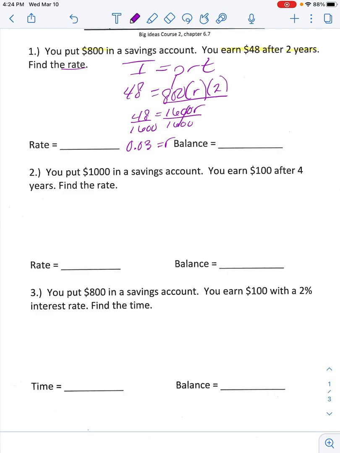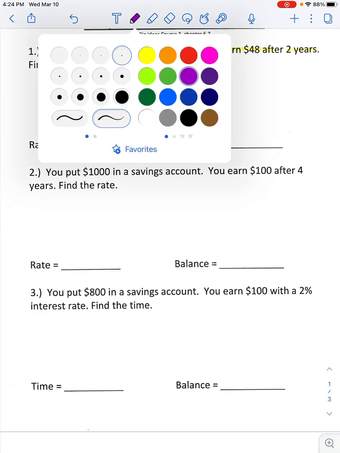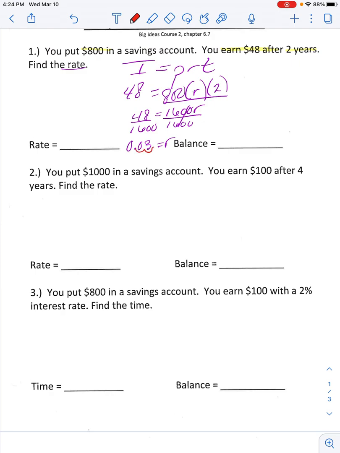We want our rates to always be a percent. Percentages are always rate. So to change that decimal into a percent, we'll move it twice to the right. So the rate was 3%. Now let's find the balance. We put in $800. We earned $48. So that would be a balance of $848 now in the account.